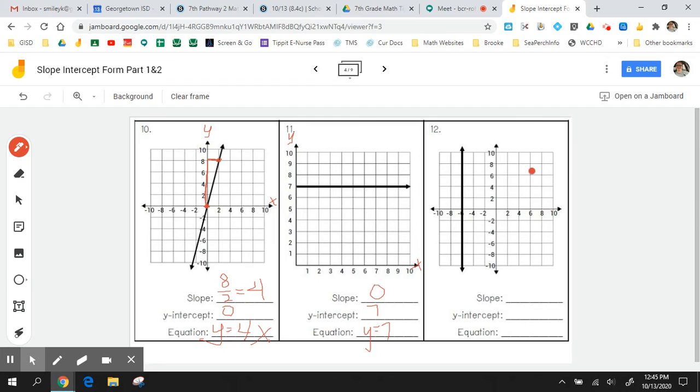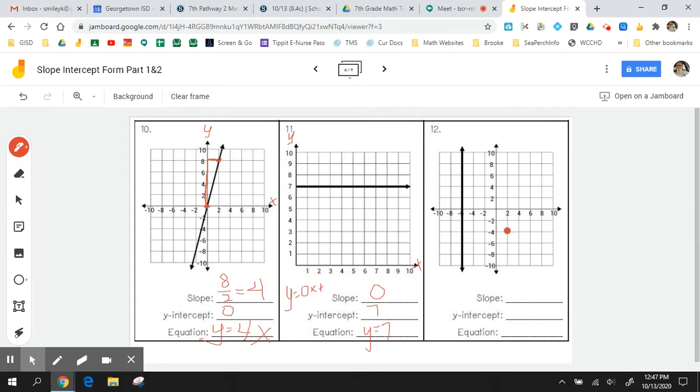That's it. We have no slope. You're not going to see it written as y equals 0x plus 7. Alrighty. So just ignore that last little bit.